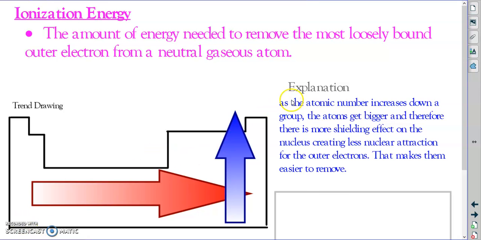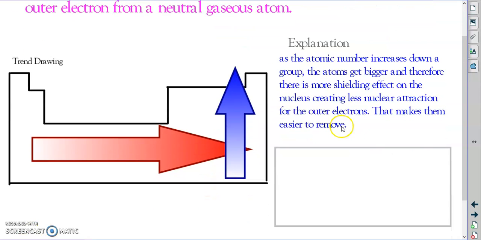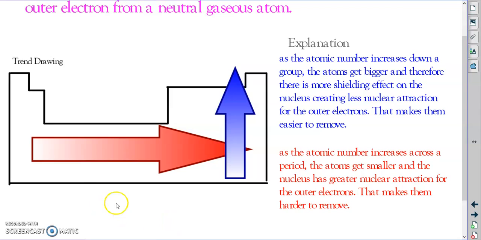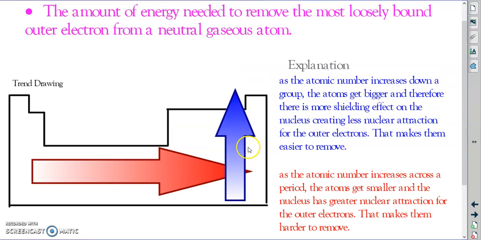So the first part is, as the atomic number increases down a group, the atoms get bigger, and that makes it easier to remove the electrons. And then as the atomic number increases across a period, the atoms are getting smaller, so therefore it's harder to remove those electrons. All right, so we have higher ionization energy. So again, copy those notes.